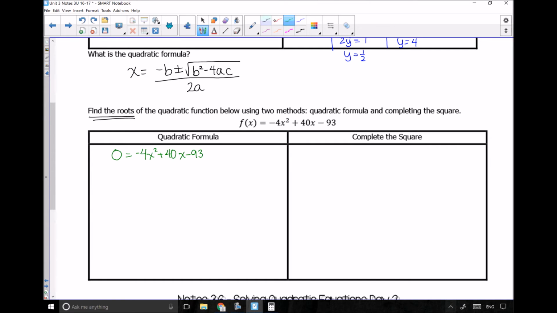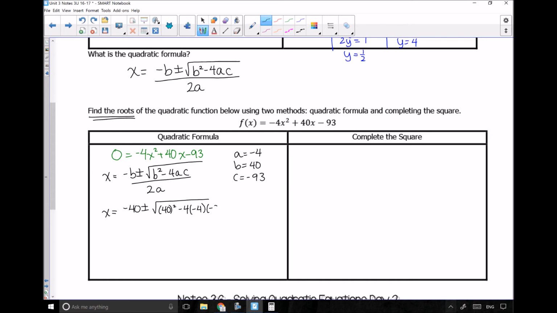So to figure this out, I'm going to first of all write down the quadratic formula, x equals negative b plus or minus the square root of b squared minus 4ac all over 2a. And I'm looking at my equation here and I'm realizing that a is negative 4, b is 40, and c is negative 93. So when I do this, I end up getting x equals negative 40 plus or minus the square root of 40 squared, because that's what b is, minus 4 times negative 4 times negative 93, all over 2 times a, which is negative 4.